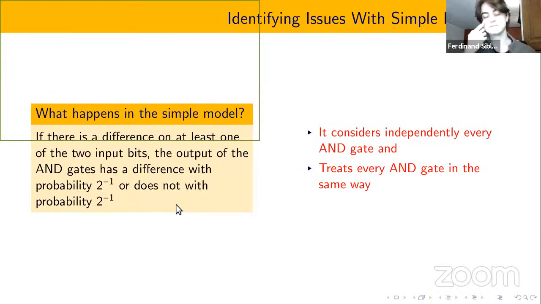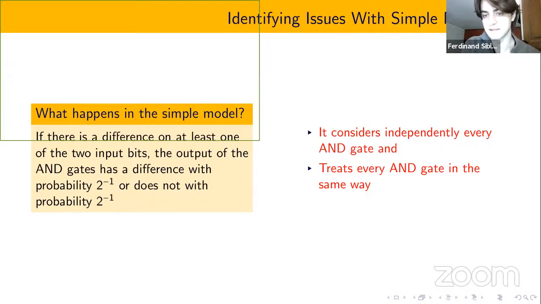And originally, the authors studied the differential properties of this function using a MILP model. They simply look for the differential trail with the minimum number of active AND gates. And in this simple MILP model, every AND gate is considered independently, and every time there is at least one input difference that goes into the gate, then the gate propagates the difference with probability 1/2 or not.